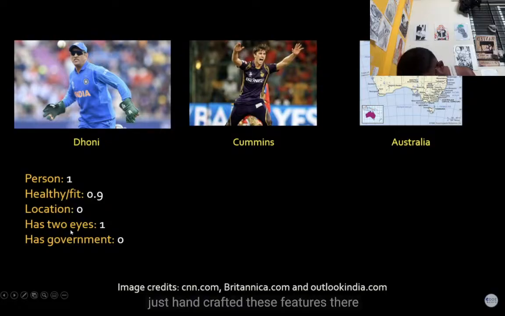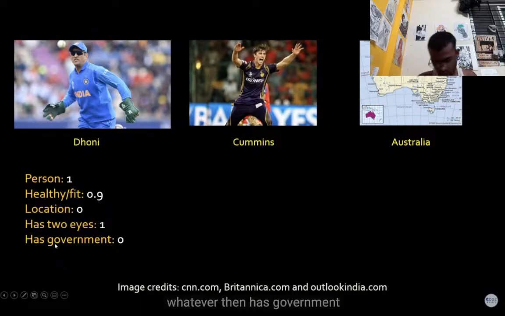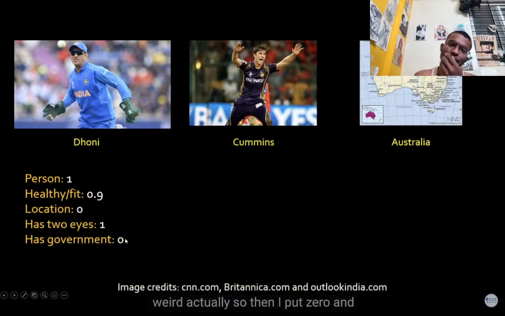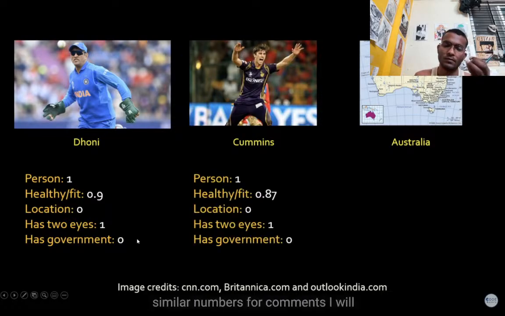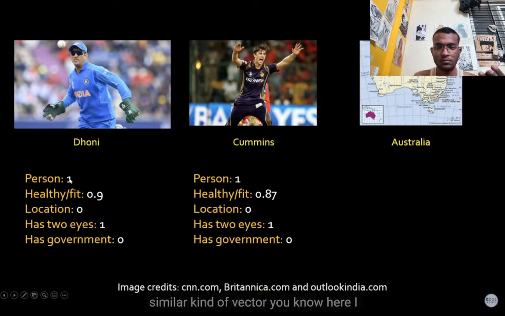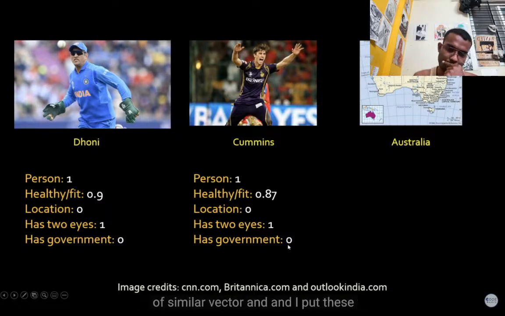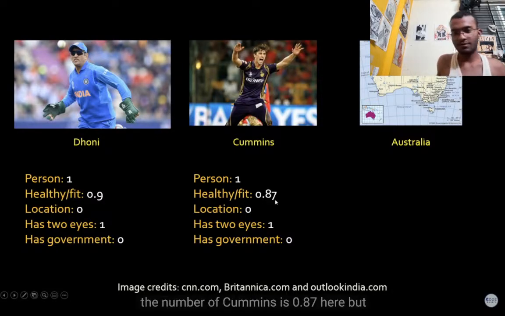So there could be many features. I just handcrafted these features. There could be 10 features here. How fast he can run, whatever. Then has government. Does Dhoni have government? No. That sounds weird actually. So then I put 0. And when I put similar numbers for Cummins, I will probably get a similar kind of vector. Here I had 1, 0.9, 1, 0, and 1, 0.87, 1, 0, kind of similar vector. And I put these numbers randomly, okay? So there's no logic to it. So don't ask me how the number for Cummins is 0.87 here.